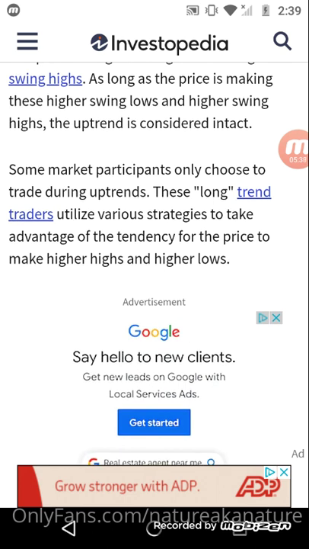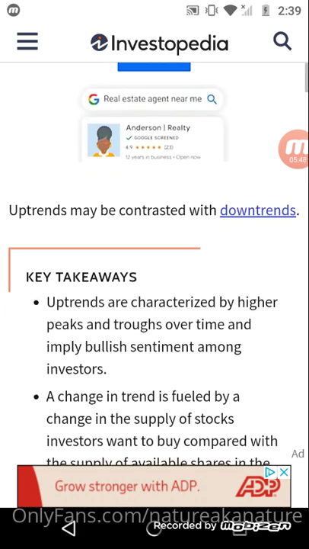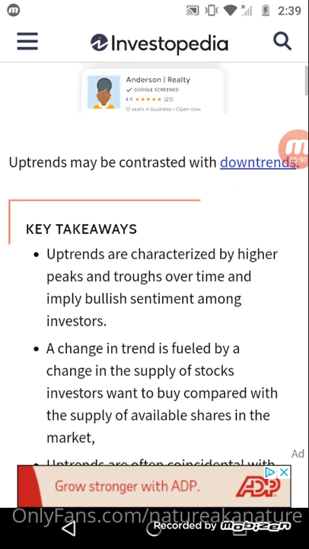But all right. So a higher high. So an uptrend will make higher highs and higher lows. So I'm gonna teach you how to trade uptrends and downtrends. So uptrends may be contrasted with downtrends.